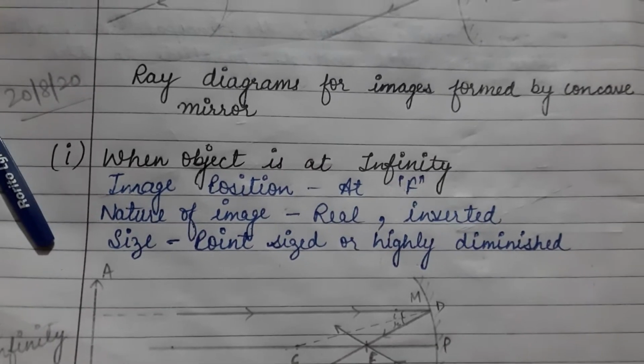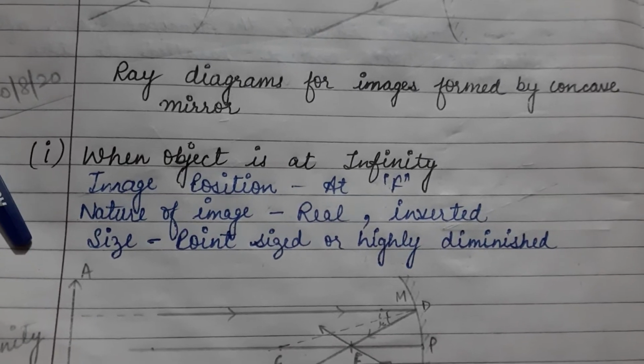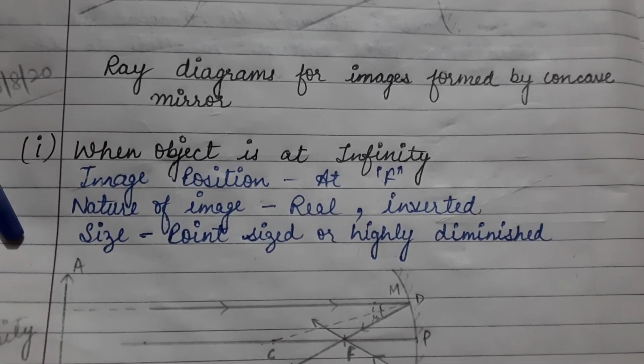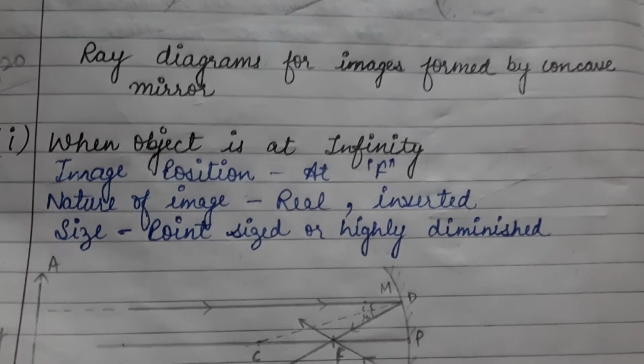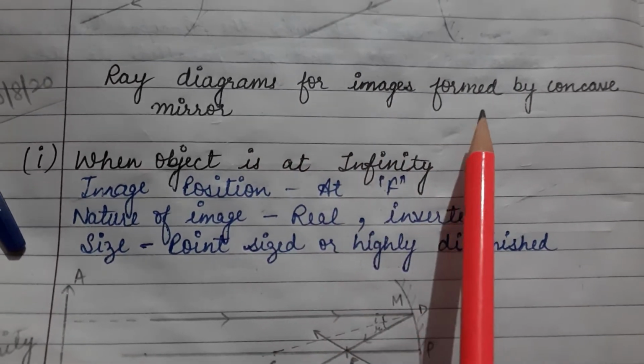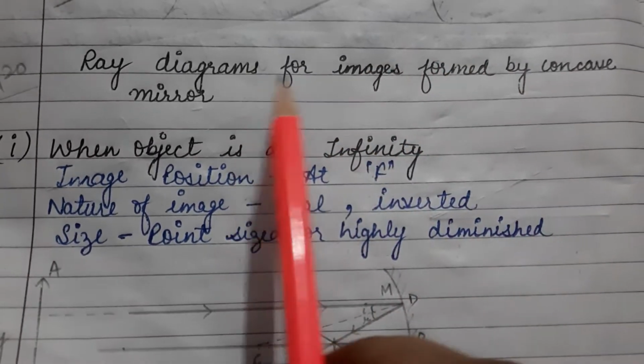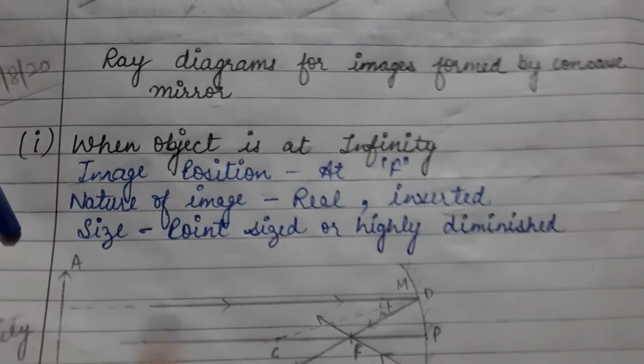Good morning, class 10th. This is chapter light, reflection and refraction. We are done with the ray diagram rules, and here we are going to draw the images from concave mirror and convex mirror. So very first of all, we are drawing the images through concave mirror.